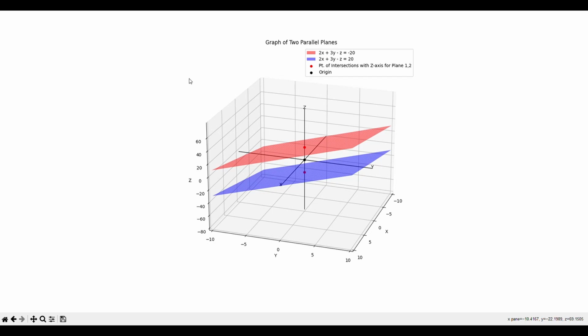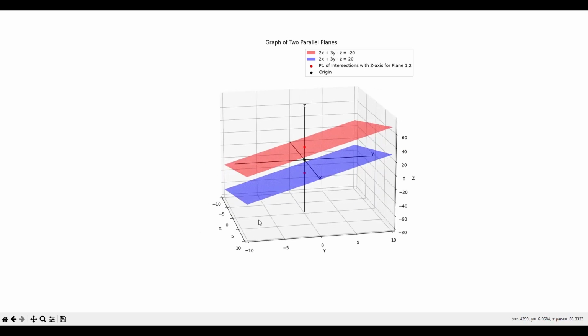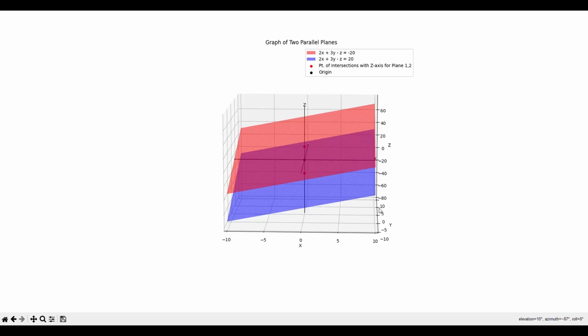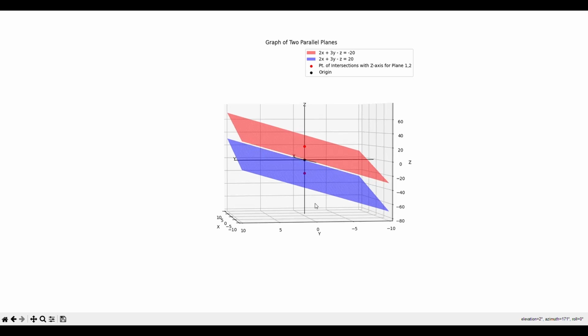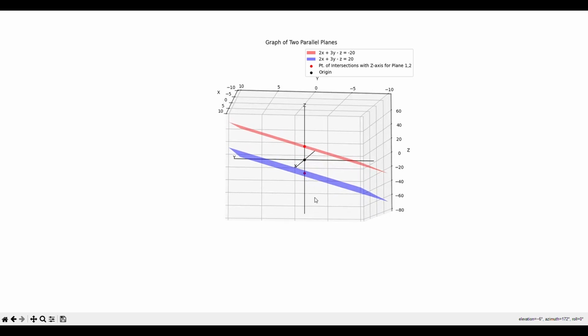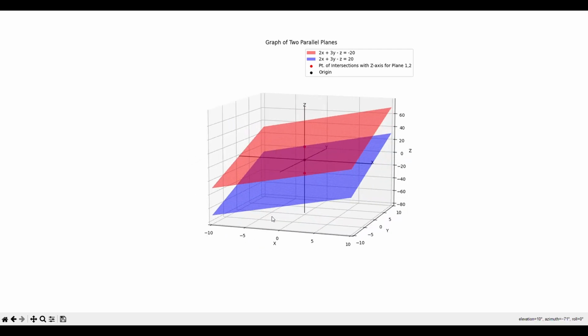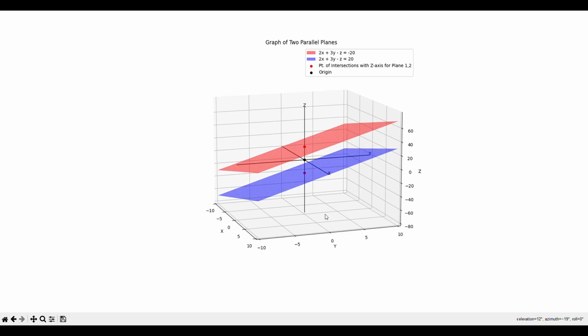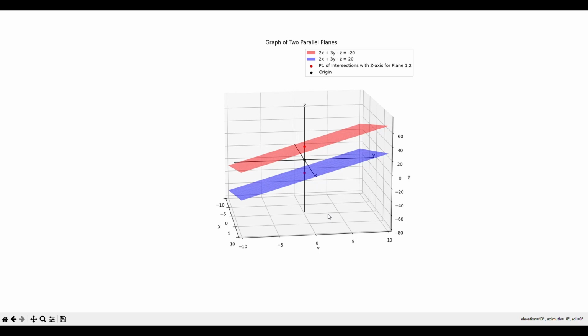Now the third possibility is no solution. Any time a system has two distinct parallel planes, there is no solution. Let's look at the planes. The two equations of the planes are 2x plus 3y minus z equals negative 20 and 2x plus 3y minus z equals positive 20. Here you can see two parallel planes that intersect the z-axis at two different points marked in the red dots, but they do not intersect with each other. Hence, there is no solution.